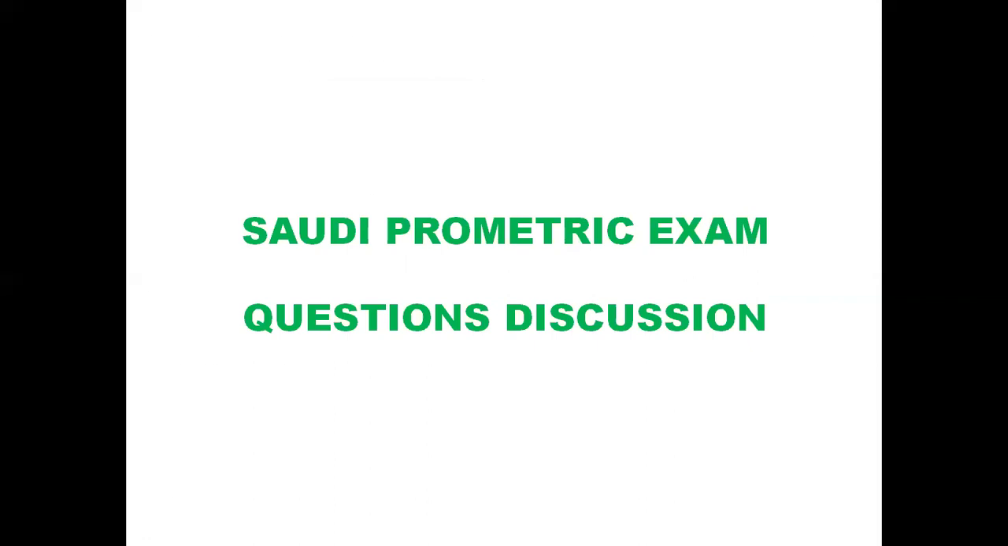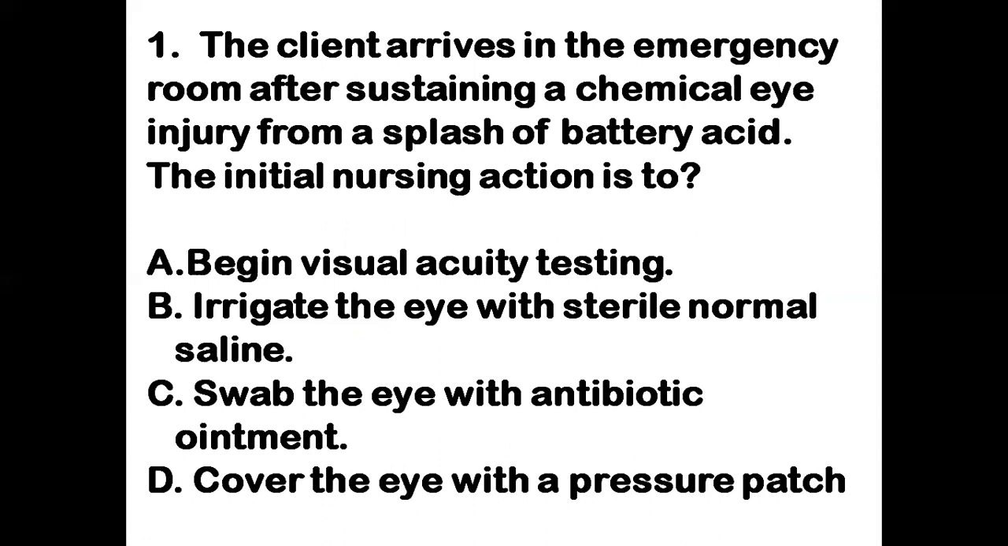Let's see the first question. The client arrives in the emergency room after sustaining a chemical eye injury from a splash of battery acid. The initial nursing action is to: Option A, begin visual acuity testing. Option B, irrigate the eye with sterile normal saline. Option C, swab the eye with the antibiotic ointment. And the last option, cover the eye with the pressure patch.